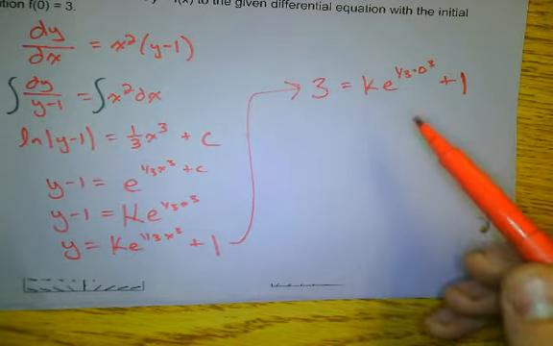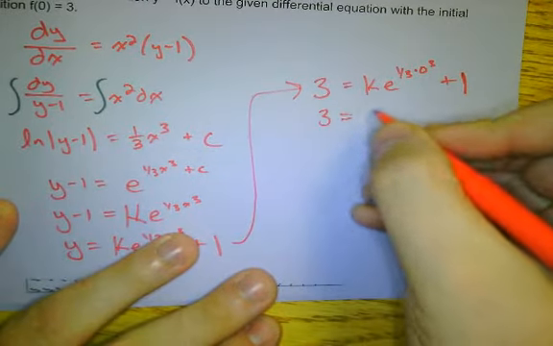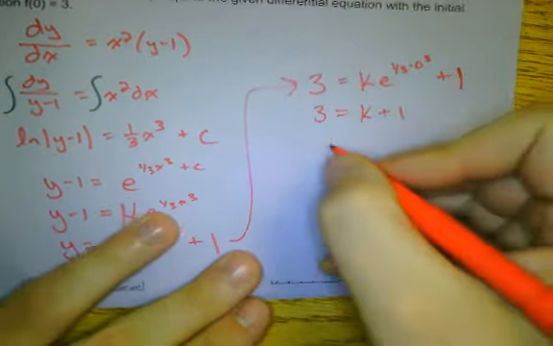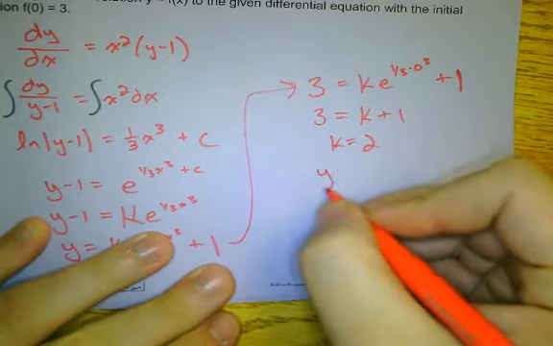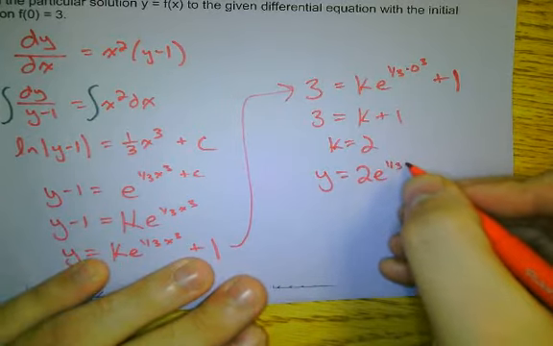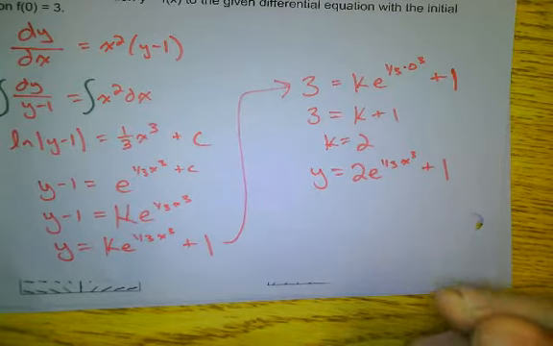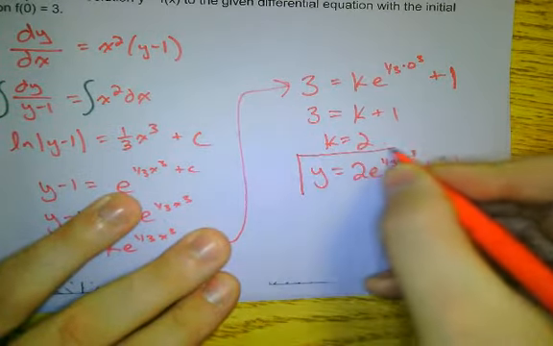So what is e to the 1/3 times 0 cubed? It's 1. So it's k plus 1. What does k equal? Final answer. Six points.